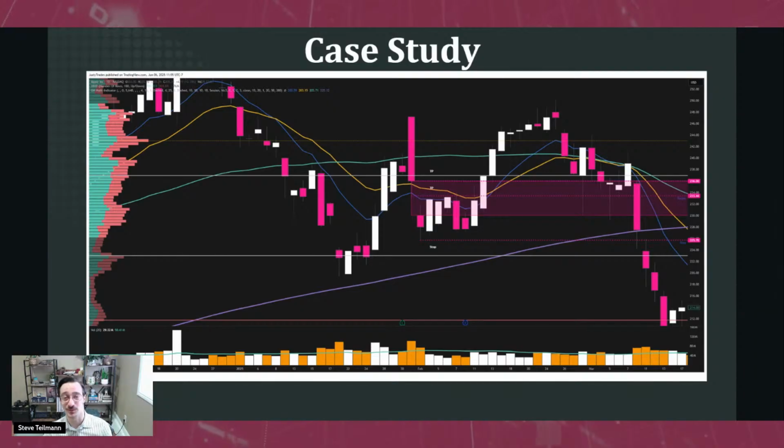And I always like having multiple targets just because, hey, we're never right all the time. And it's nice to just say, okay, this is an area of interest. There's another area of interest. I'll take some off at the first, some off at the second. And you just kind of want to watch how the trade progresses at each of these key levels.